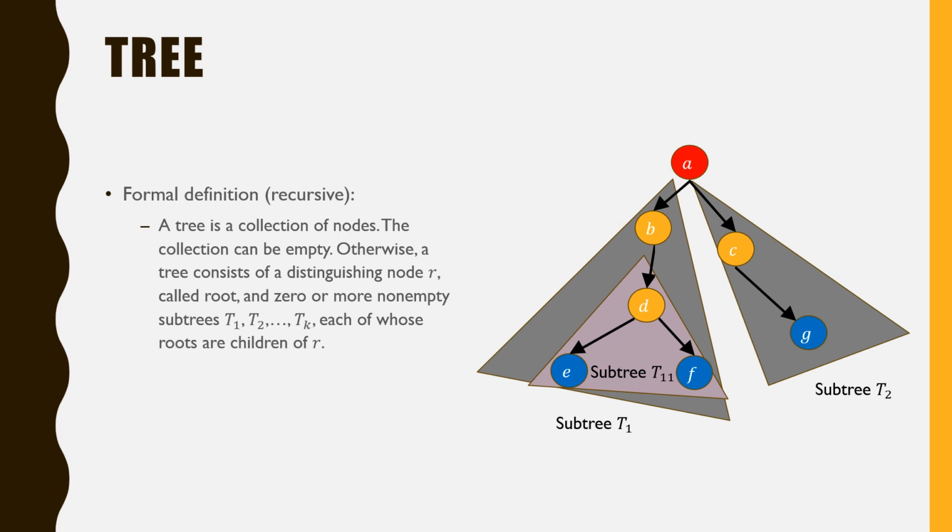Recursively, the subtree T1 is also a tree. It has a root B and a non-empty subtree T11. The root of the non-empty subtree T11 is D, which is a child of B. Once we reach a leaf node, the node itself serves as a root of the tree and has 0 subtrees attached to it. Finally, it is important to know that an empty tree with 0 nodes is valid according to the definition.